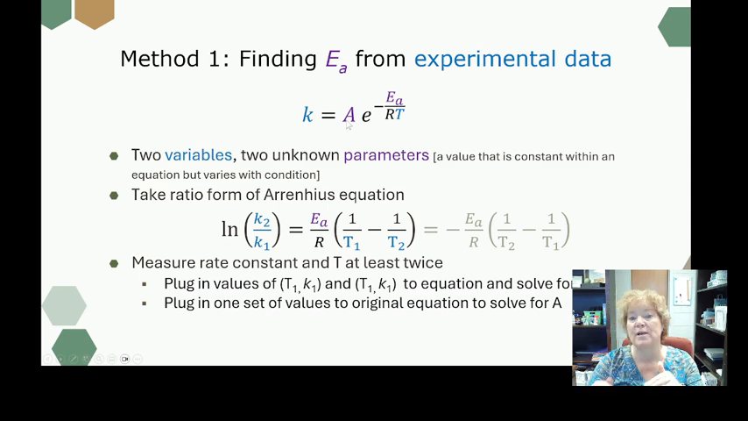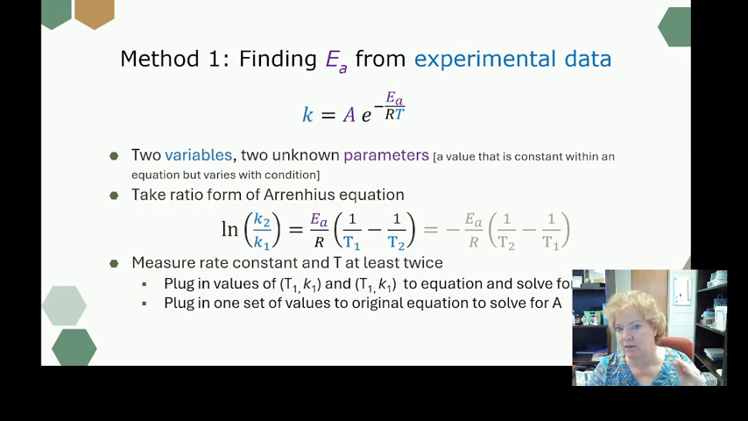So for a reaction, A and EA are constant, but only for that reaction. I go to a new reaction and they're different. So that's what we mean by a parameter. It's something that's constant but only for a given set of conditions. Whereas a true constant like pi or e or the gas constant R is a fixed value that never changes.